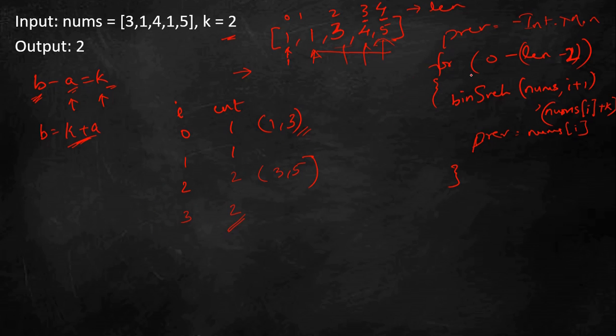Since we are doing one for loop, it will be O of n, and inside that we are doing a binary search. So in total it will be n log n time complexity. And we are not using any additional space, so time equals n log n, space equals O of 1.